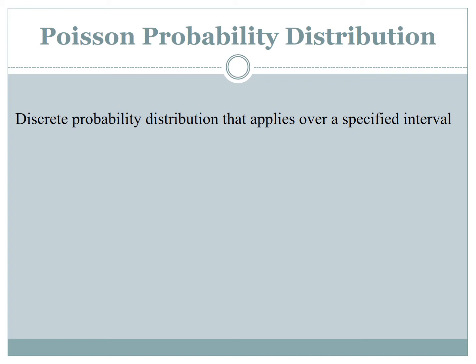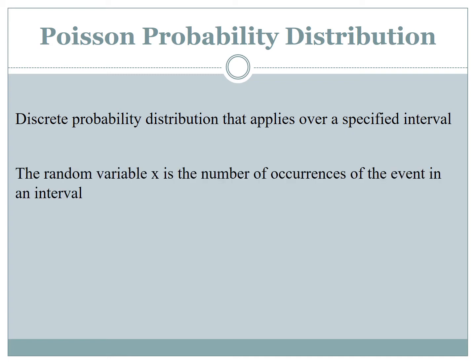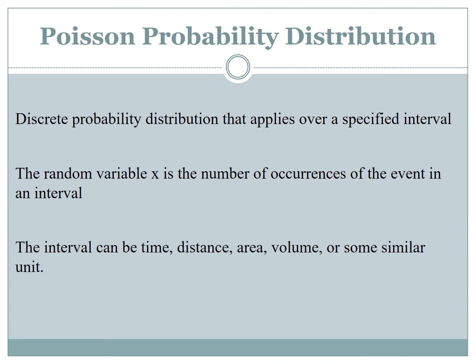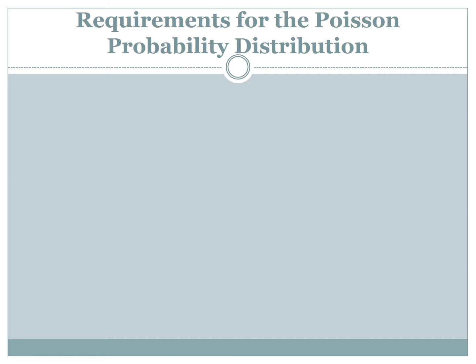It is a discrete probability distribution that applies over a specified interval. The random variable x is the number of occurrences of the event in an interval, usually the average. The interval can be time, distance, area, volume, or some single unit.